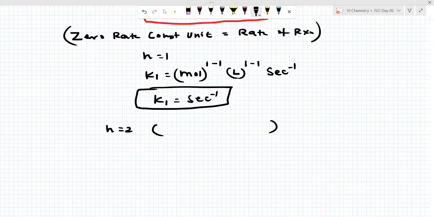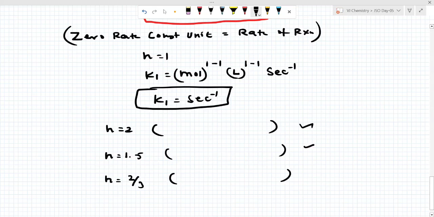Tell me the unit of rate constant. Put n value equal to 1.5 and tell the unit. Put n value equal to 2/3 and tell. Tell these three answers in the comment section, okay? What is the simplest formula to find out the unit for any order? Mole power 1 minus n, liter power n minus 1, second inverse, okay? This is very, very important.